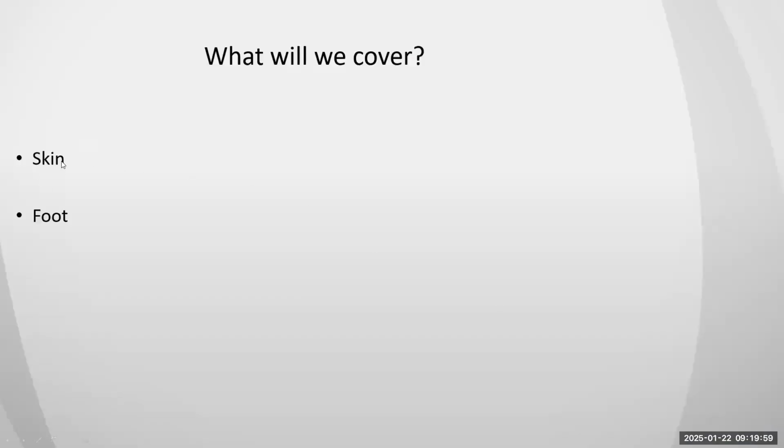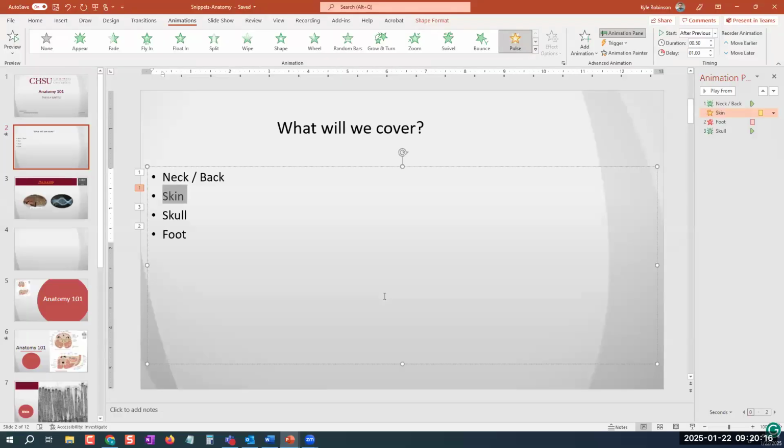So now we have skin and foot because they're not entrance effects anymore. I click, neck and back will come up. There was that delay, and then skin did its emphasis. Foot will disappear, and then skull will pop up. Right. So again, there's just a lot of different variations, a lot of different combinations you can do with animations.